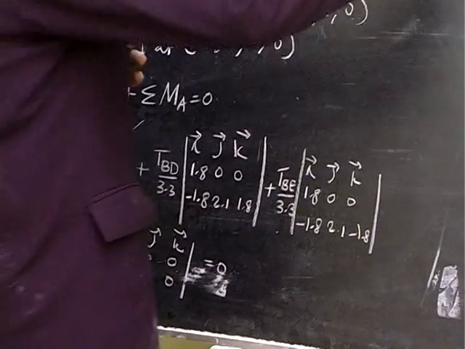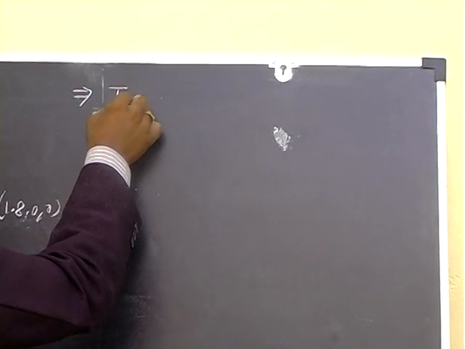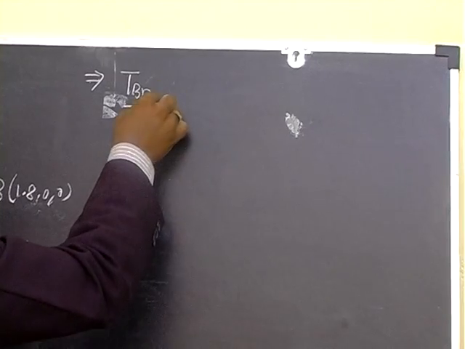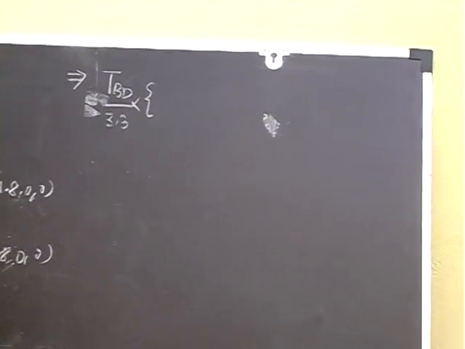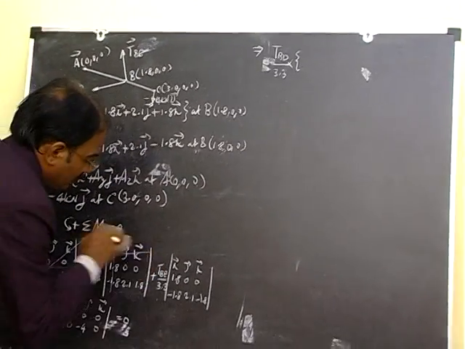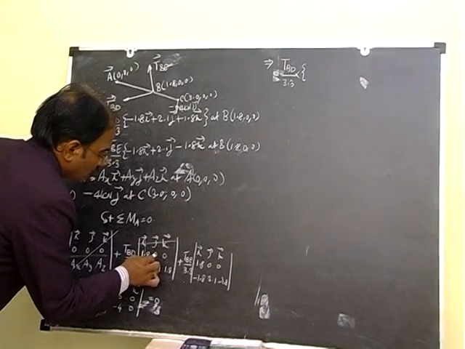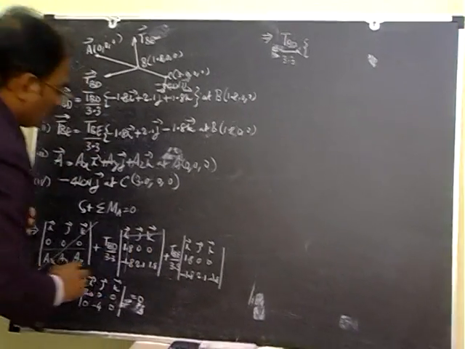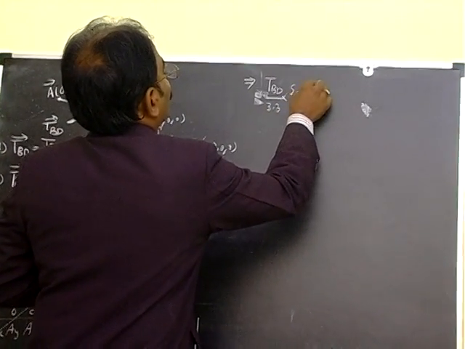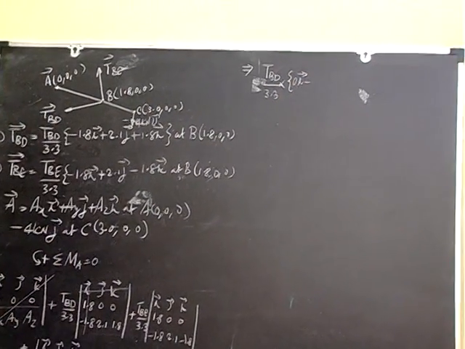We get the following equation: tension BD vector divided by 3.3, the whole thing multiplied by the first component, the i vector. The cofactor is nothing but cross multiplication of 1.8 with 0 minus 2.1 with 0. So both the terms are 0. We simply write it as 0 i vector minus, because the second term is minus.